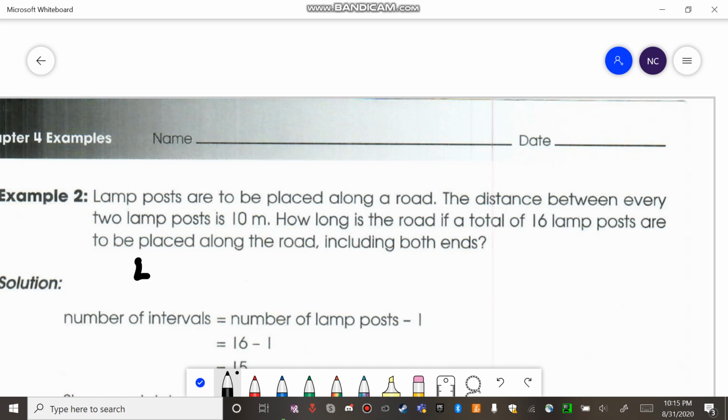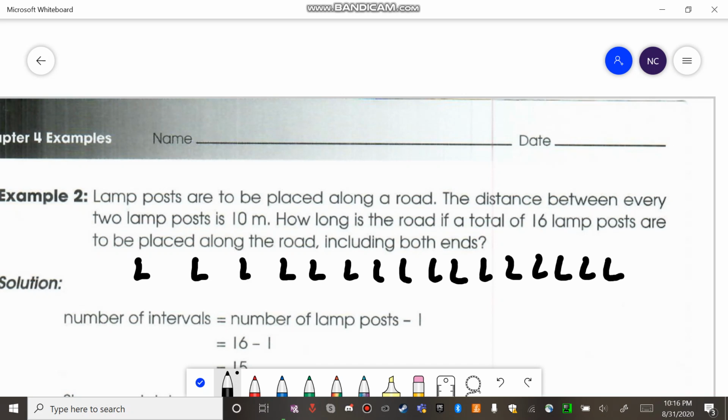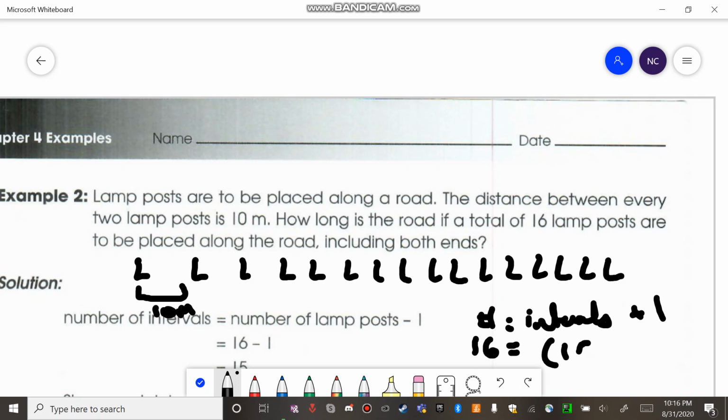So for this problem, they've told you how many lamp posts there are. So if we take 16 lamp posts, and we know that the distance between each individual lamp post is going to be 10 meters. So that's going to be the distance between every single lamp post. And remember, we know that the number is the intervals plus 1. And they've given us a number, 16. So that means our intervals must be 15.